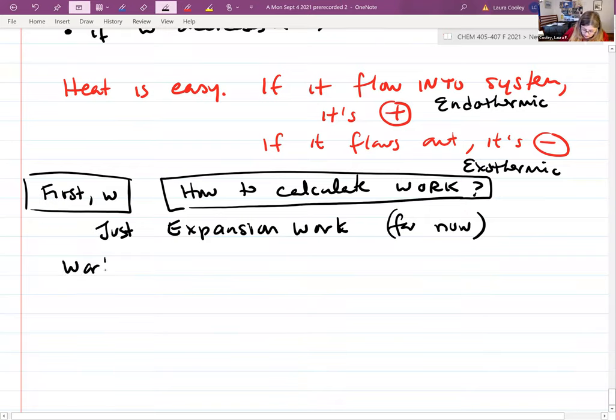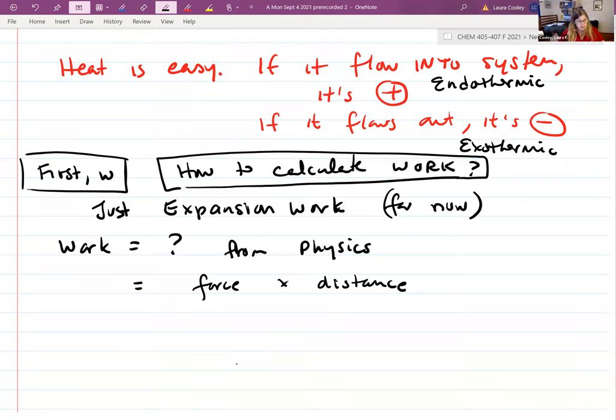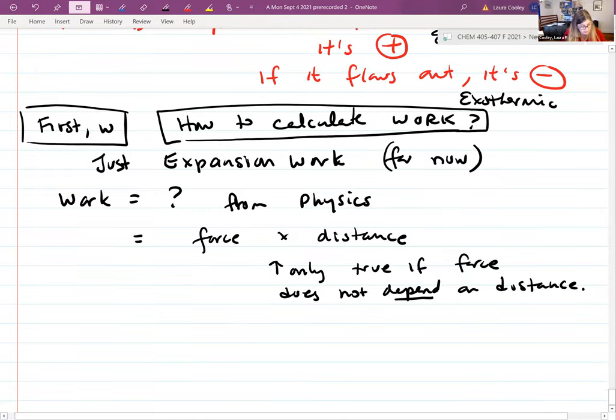Okay, so what does work equal from physics? If I ask this, somebody's going to tell me it's force times distance. And that is true, but it's only true if the force does not vary over that distance. If force varies with distance, then we can't compute it that way. So this is only true if the force does not depend on distance, which is true in a lot of cases, but it's not true in all cases. If the force does depend on the distance, then we need to use differentials.